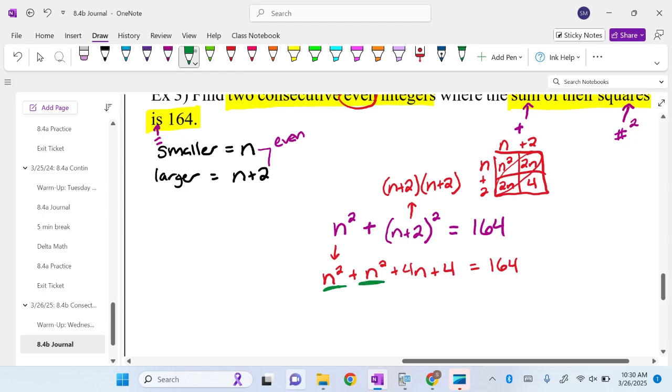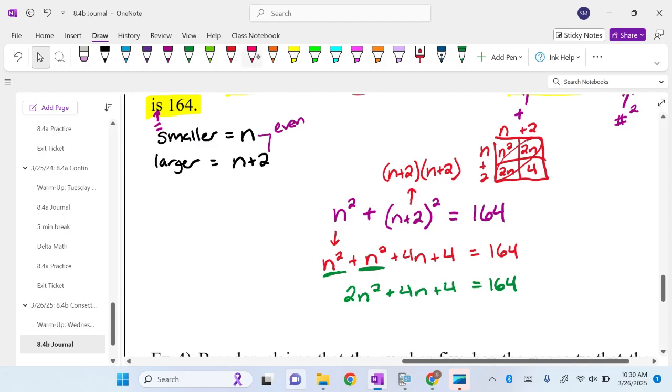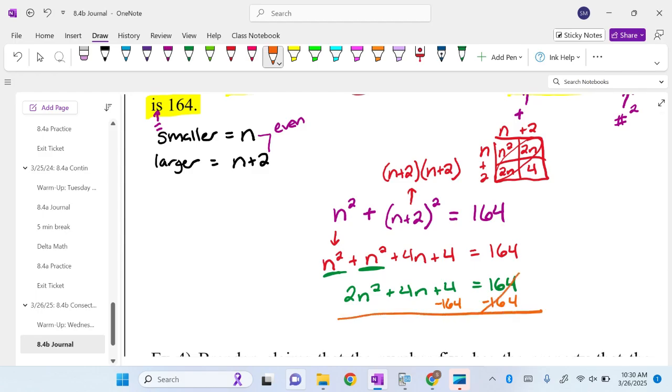I need to combine my like terms, which are these n squared. So what's n squared plus n squared? 2n squared. Good. Plus 4n plus 4 equals 164. Now we can do as Elise said and subtract the 164 from both sides to get one side equal to 0. So I'm going to subtract the 164 from the positive 4 because they're like terms. So I get 2n squared plus 4n minus 160 is equal to 0.